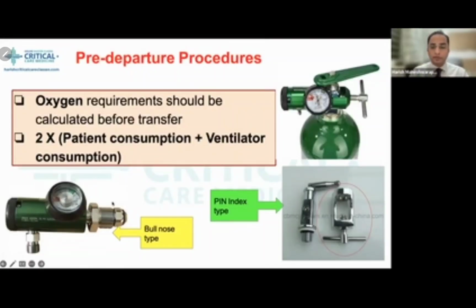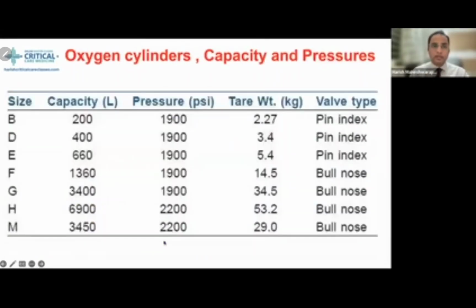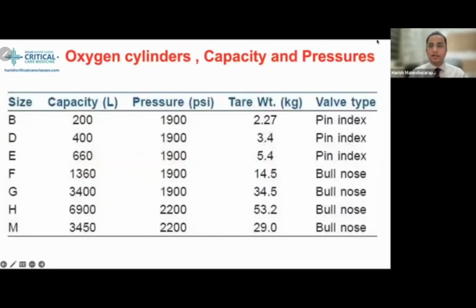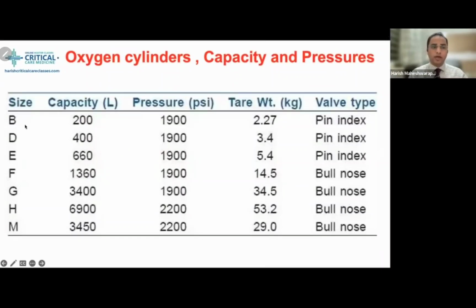We need to understand different cylinder types, and whether the top part of the cylinder may be a pin index type or bull nose type, which is the hose connection of the particular cylinder. Either it may be pin index type or bull nose type. See, these are the oxygen cylinders and their capacities and pressure. So we have B, D, E, F, G, H, M. The capacity is 200, 400, 660, and so on.